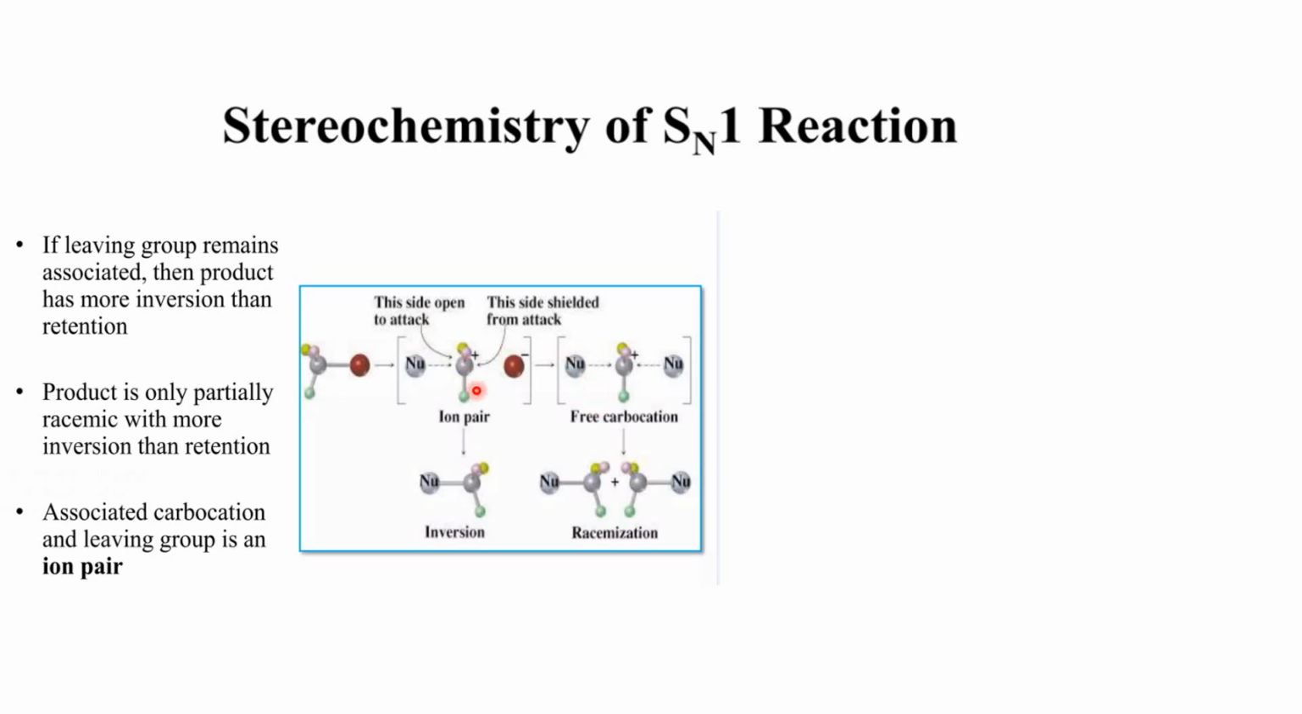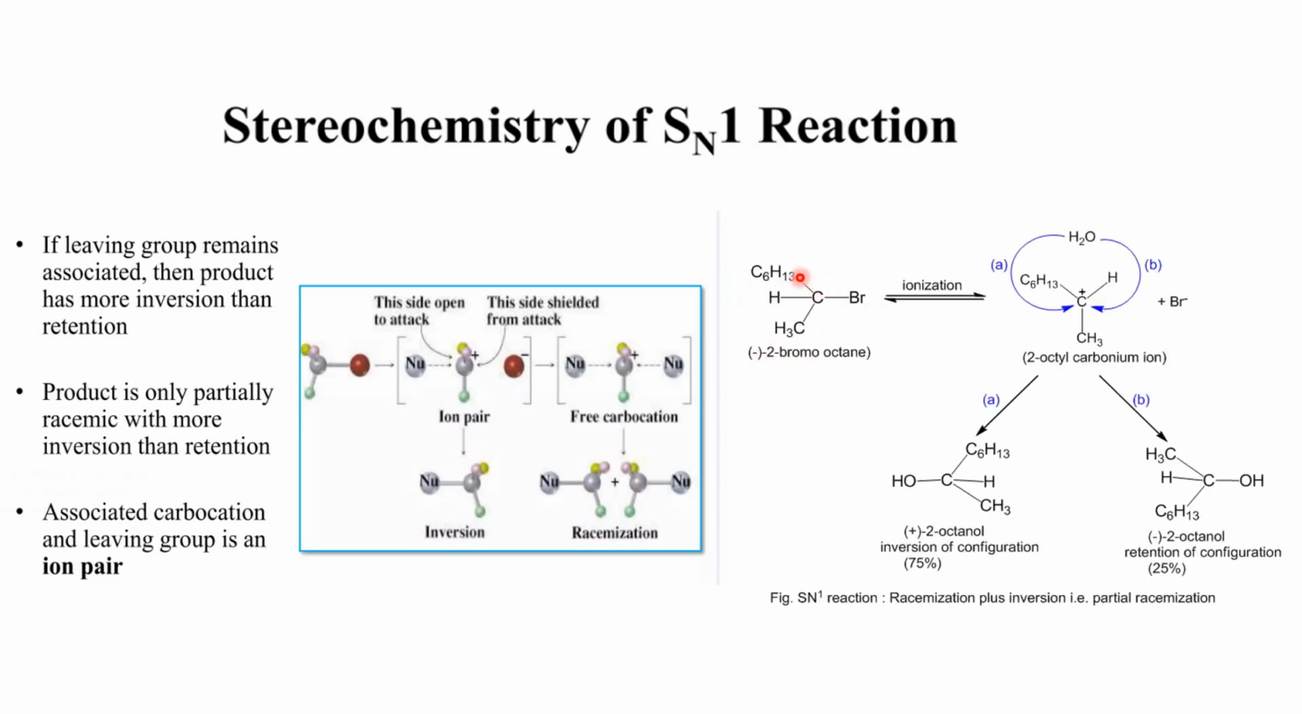Initially, the leaving group leaves this carbon but does not go far away from it; it is present nearby. So this ion pair is formed. When this ion pair is formed, that means the positive ion and the leaving negative ion are close by, then the attacking nucleophile can attack only from the back side and you will get the inversion product. Afterwards, when this ion pair breaks, that means this negative ion goes far away, then you will get the free carbocation. In that case, the nucleophile can attack either from back side or from front side equally, and we will get the racemic mixture.